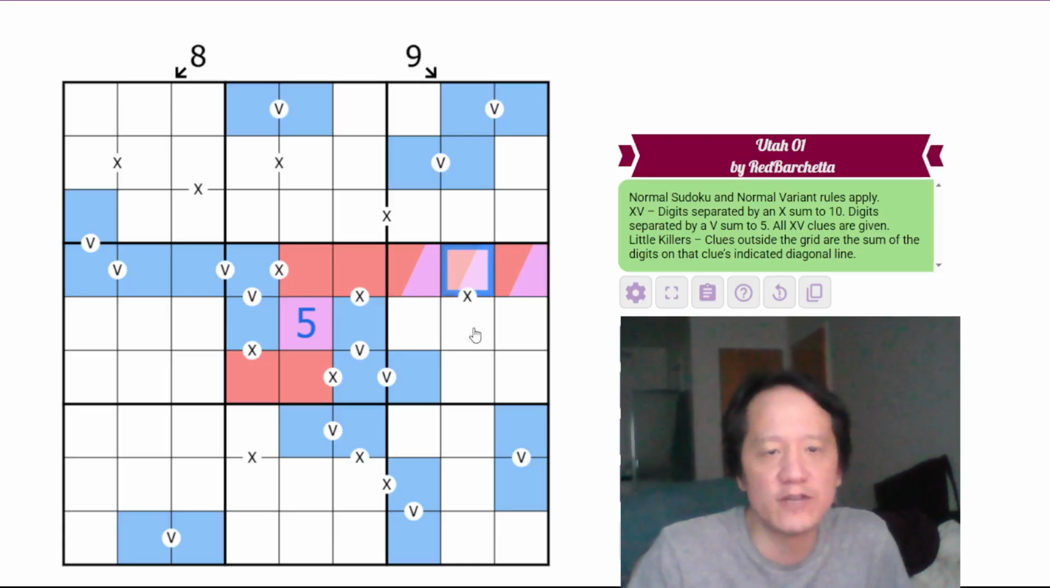But 5 can never be next to an X, because it would only add up with another 5 to make 10, and that would be in the same column or row. So this can never be 5. This must be a high, which forces this to be a low digit here.